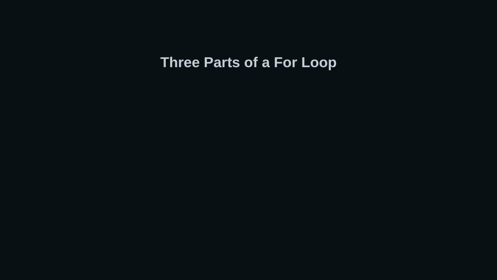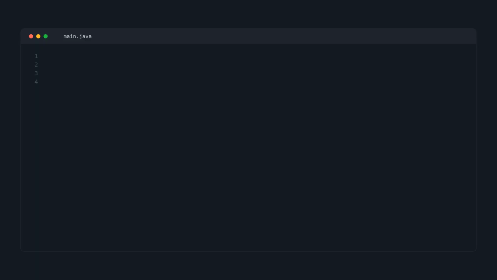Every for loop is built from three simple pieces. First, we set a starting value. Second, we write a stopping condition. Third, we add an update step. Let us write our first for loop in Java.